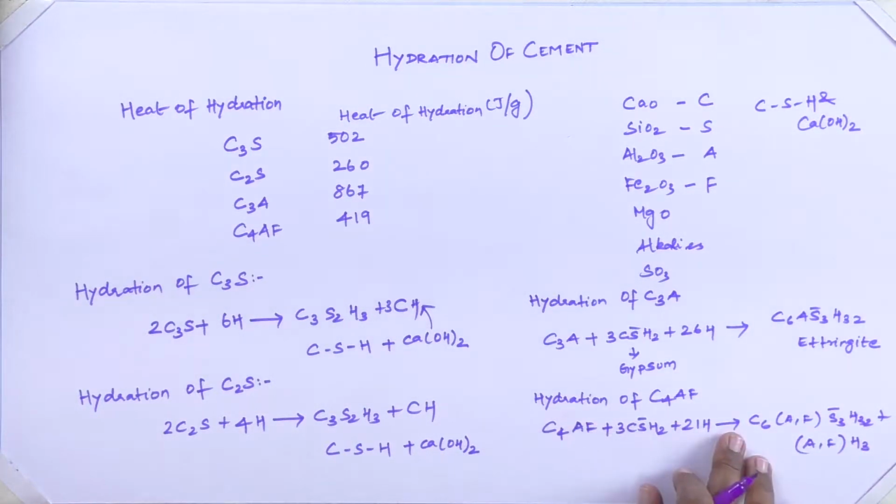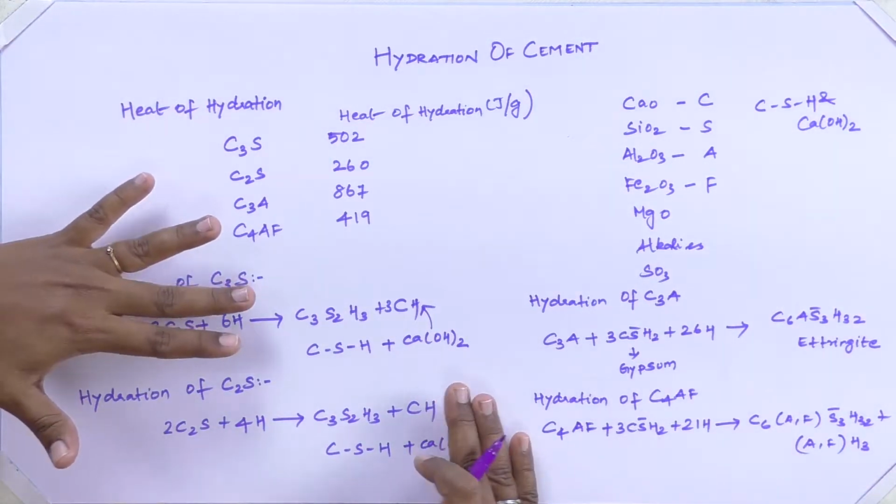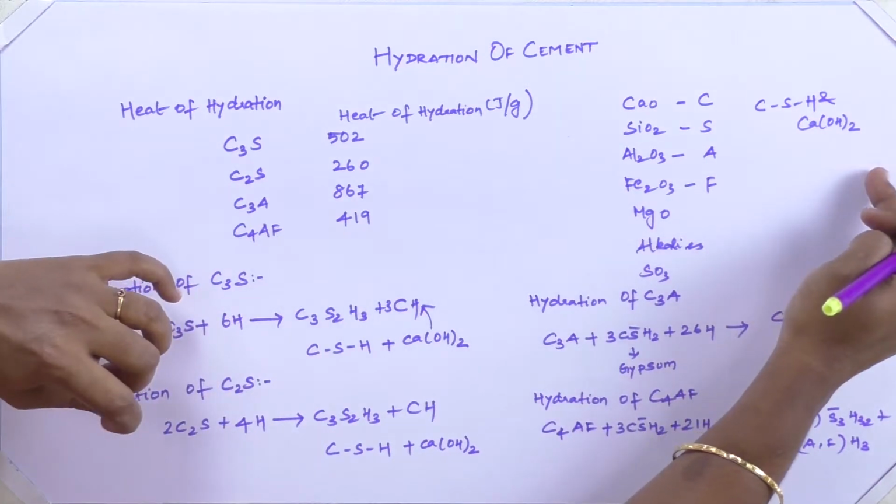And this is the hydration reaction of C4AF. Now we have seen how each individual compound reacts with water to form CSH gel and Ca(OH)2. Okay, now let's discuss why this hydration reaction proceeds like this.